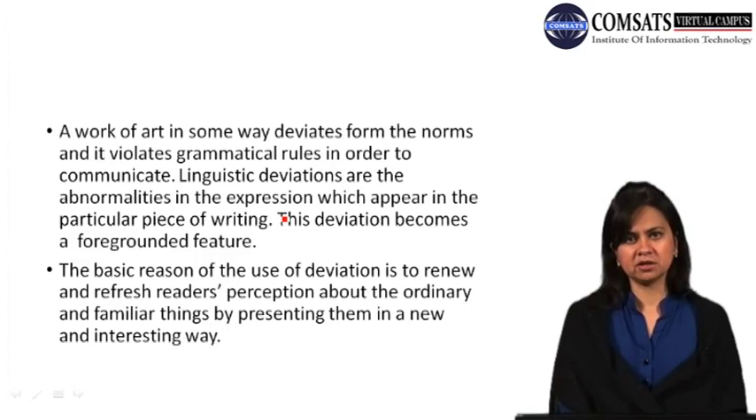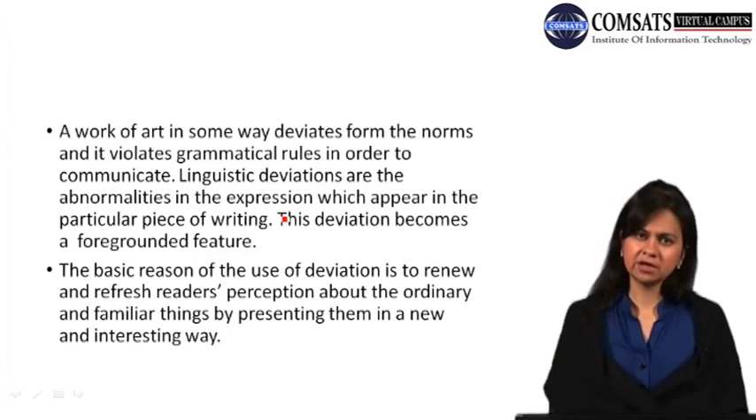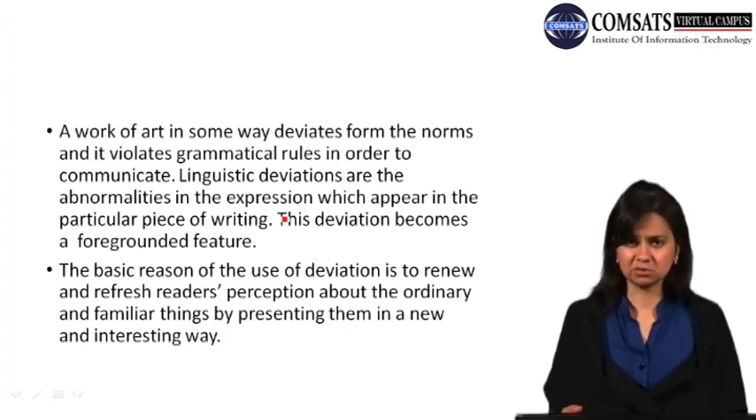And deviation serves this purpose of making literature stay alive because of its novelty, its newness, its individuality, and its difference from what is regular, what is usual. So, linguistic deviations are the abnormalities in expression which appear in a particular piece of writing, and these deviations become foregrounded features. Deviation is irregularity, abnormality, which arouses the curiosity of the reader, and the reader wishes to make sense of that writing by digging deep into that idea. Since it is deviant, it stands out and becomes the focal point. Hence, it becomes a foregrounded feature.